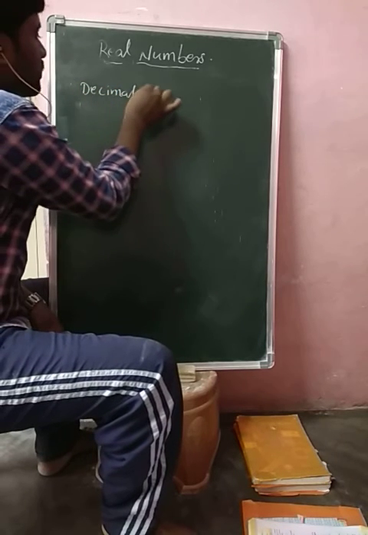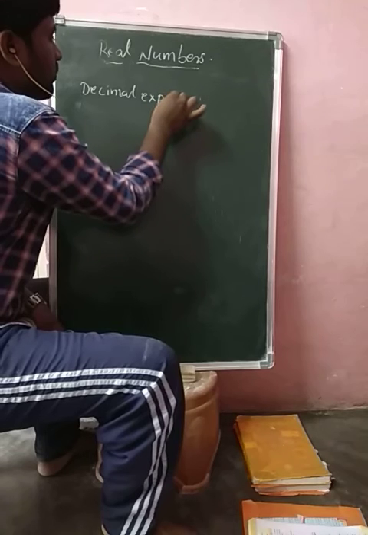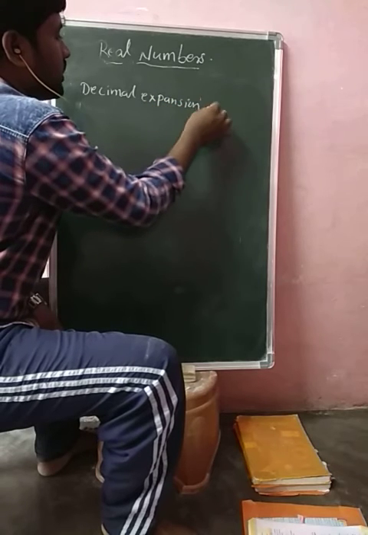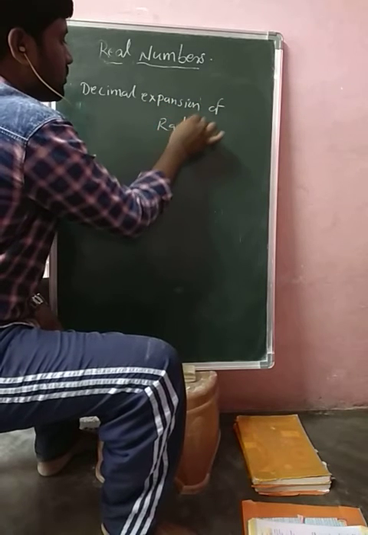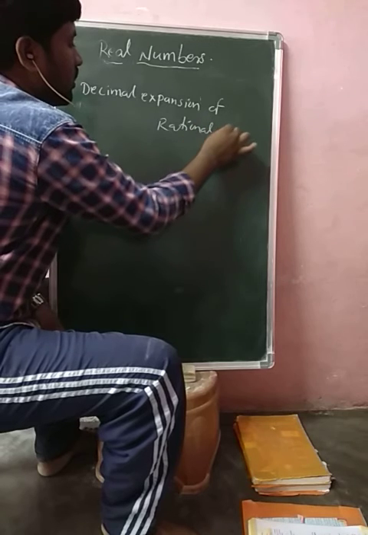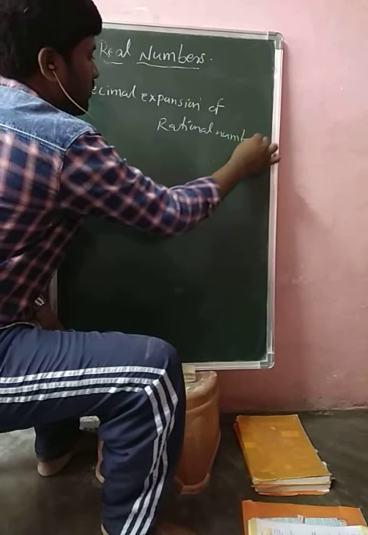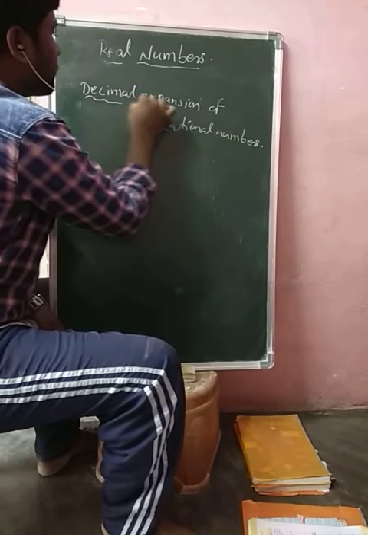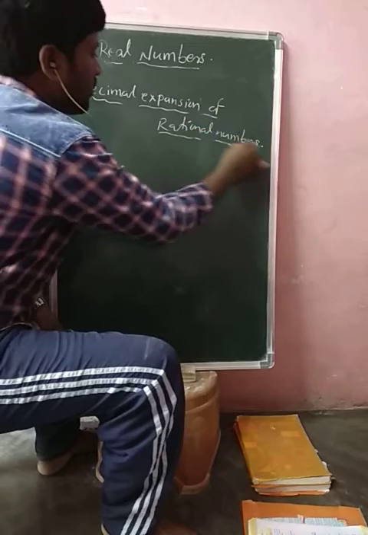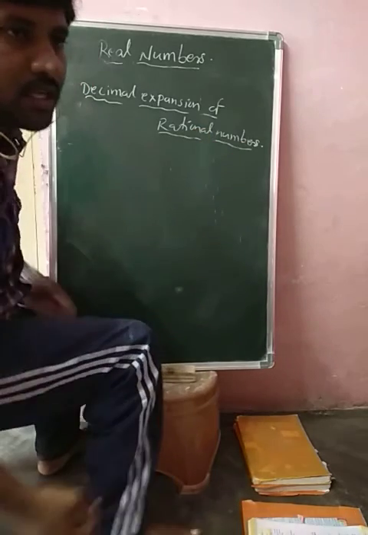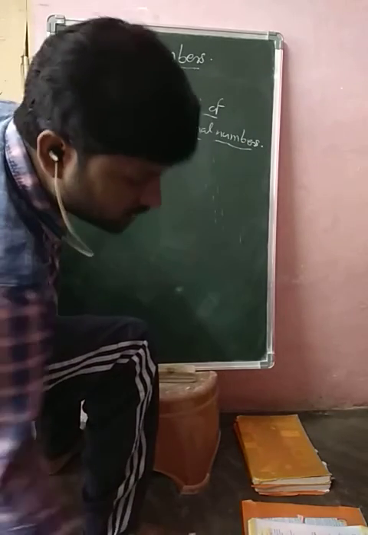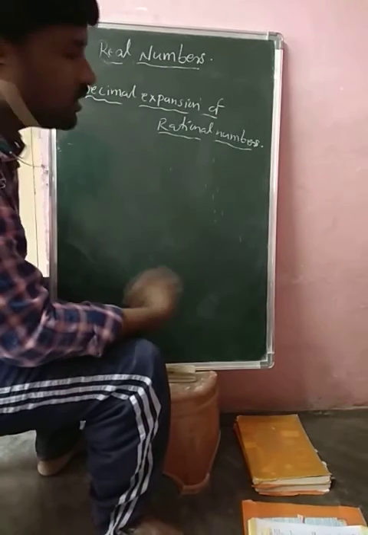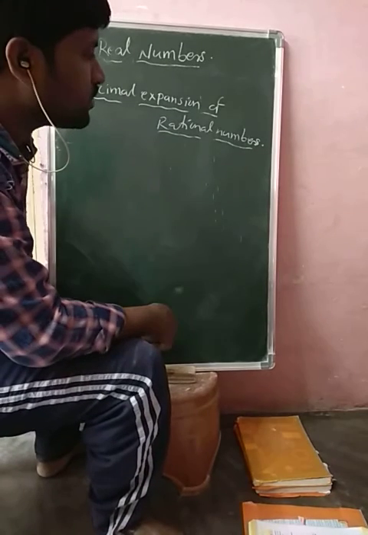Decimal expansion of rational numbers. Okay, now you consider any rational number, you just find its decimal expansion.